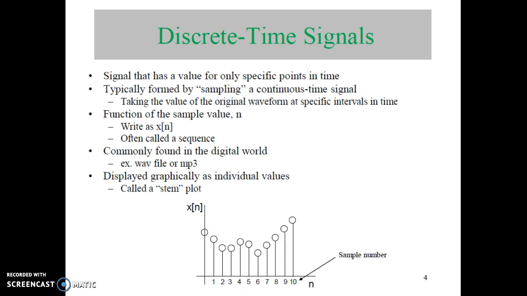A continuous time signal is taken, and then with the help of sampling, the continuous time signal is converted into a discrete time signal by taking the value of the original waveform at specific intervals in time. The discrete time signal can be represented as x of n, and examples of discrete time signals are wave files or mp3. In MATLAB, to plot discrete time signals we use the stem command, and to plot continuous time signals we use the plot command. So this is all about discrete time signals.